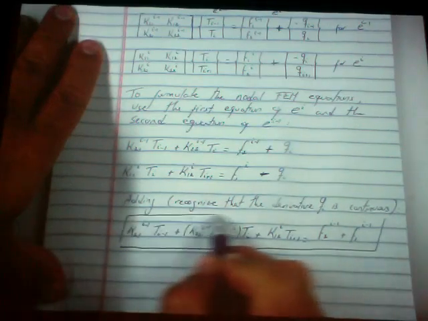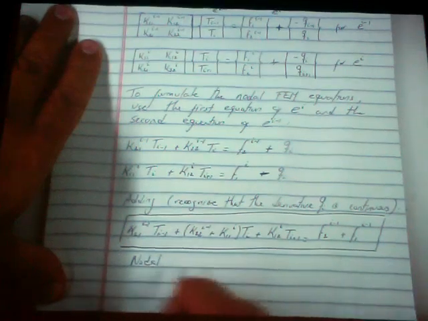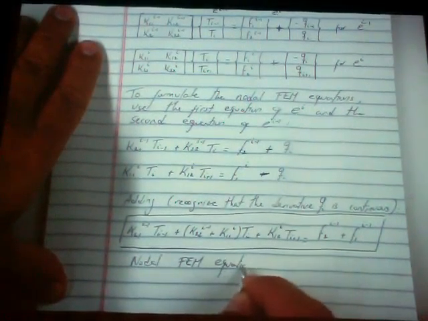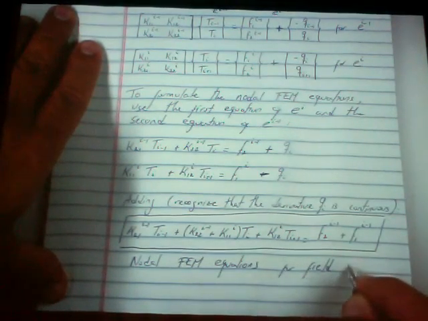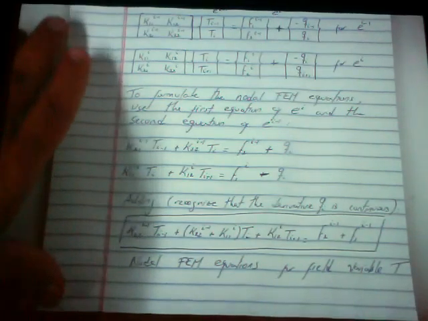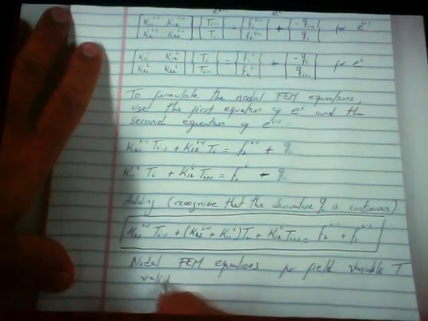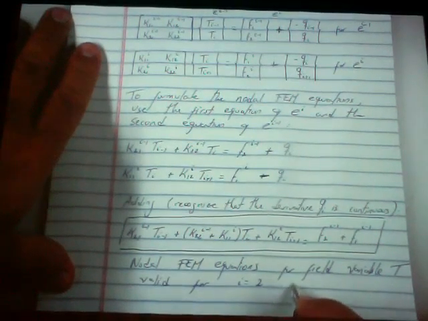And these are the nodal FEM equations for field variable T. Notice that they are valid for i going from 2 to n minus 1.